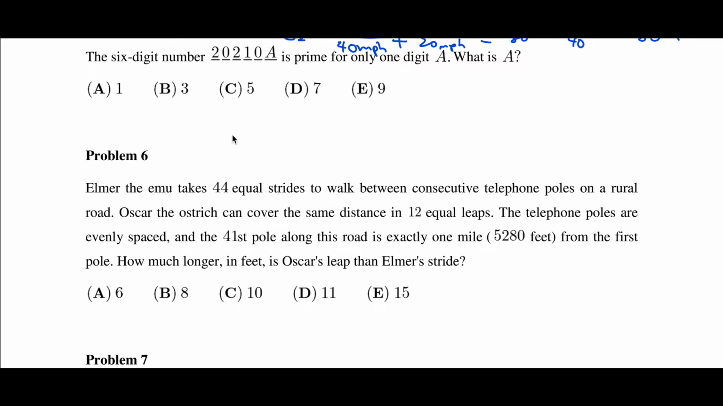So for 1 as A, we can apply the divisibility rule of 3. The divisibility rule of 3 is that the sum of the digits is divisible by 3, which qualifies it as a multiple of 3. So let's try this. 2 plus 2 plus 1, that is 6. That is divisible. So we can cross out A. And same way for D. For D, it would be 2 plus 2 plus 1, that's 5, plus 7 is 12. And 12 is divisible by 3. So that doesn't work either.